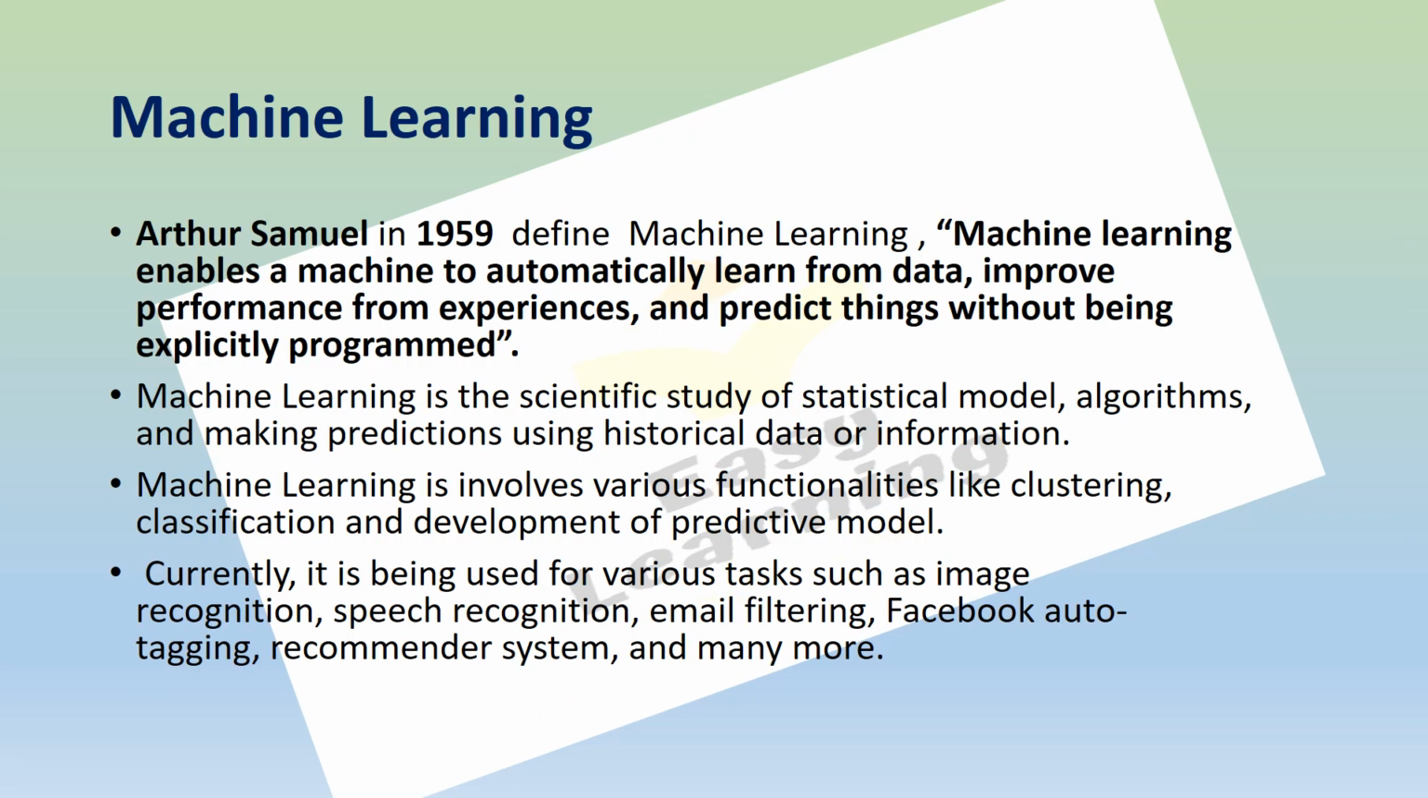Machine learning. Arthur Samuel in 1959 defined machine learning. Machine learning enables a machine to automatically learn from data, improve performance from experience, and predict things without being explicitly programmed. तो हमारा जो मशीन लर्निंग है यहाँ पे algorithms are being built on the basis of a model which consists of sample data. इस सैम्पल डेटा को हम ट्रेनिंग डेटा भी कहते हैं, in order to make a decision and the prediction.